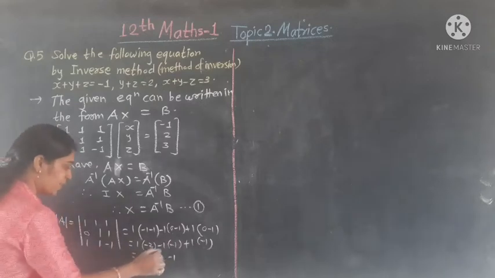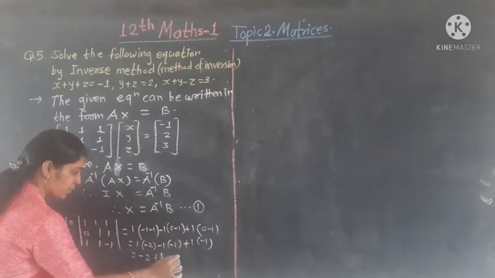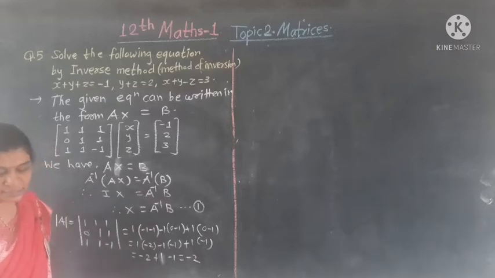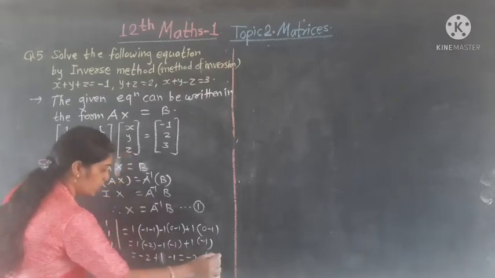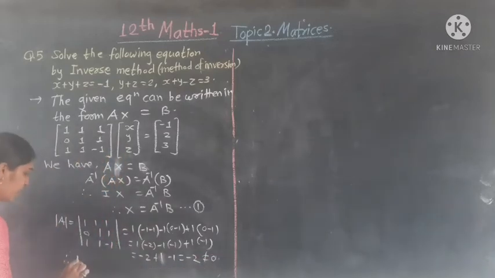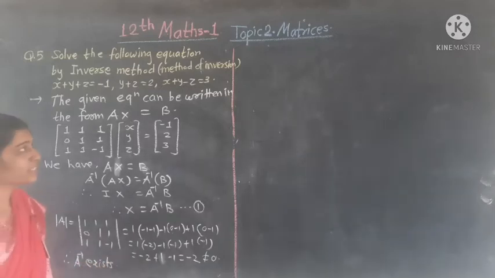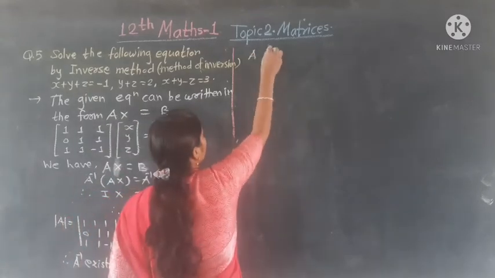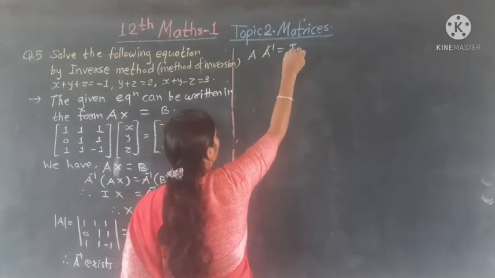Value of determinant is here minus plus 1. Value of determinant is here -2, which is not equal to 0. Therefore, we can say that A inverse exists. So you write A into A inverse is equal to I.